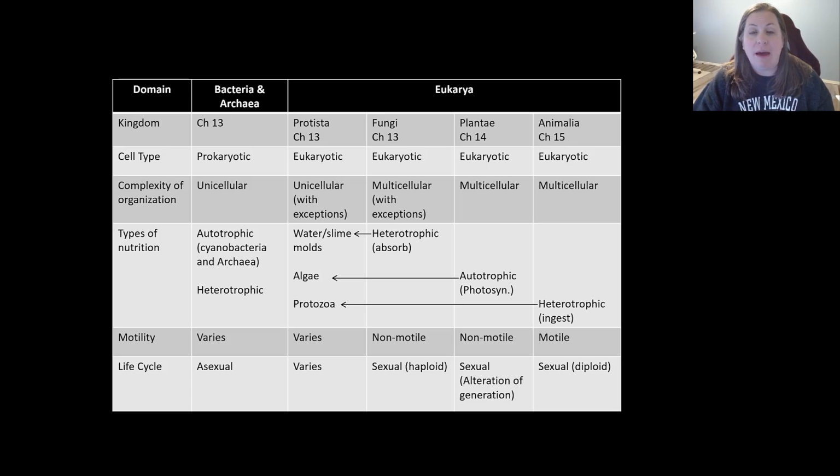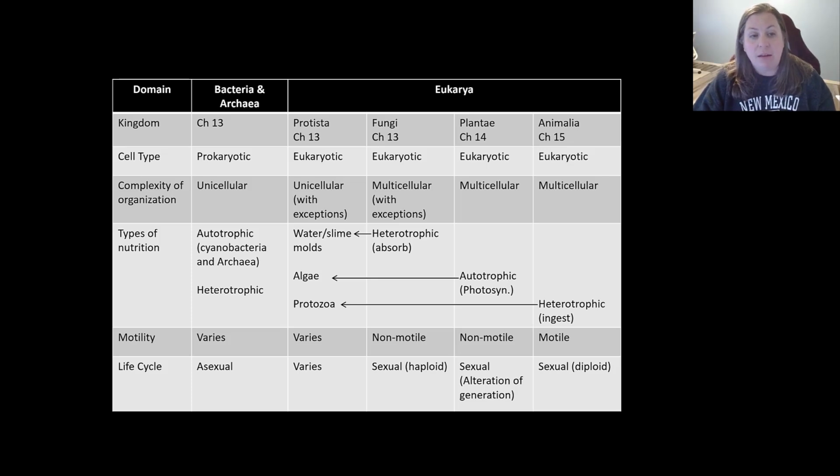The next one is plantae. Plantae we're not going to talk about until another chapter where we're going to talk about plants. But plants are also eukaryotic, multicellular. They are autotrophic and do photosynthesis. They're non-motile, meaning they cannot move. And they do sexual reproduction through what we call alternation of generations. Again, we'll go into more detail when we get to that chapter.